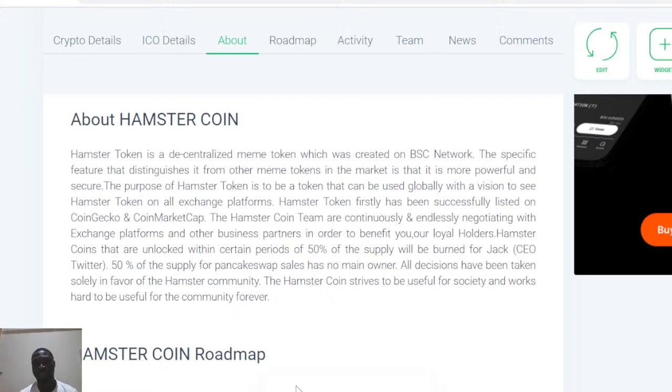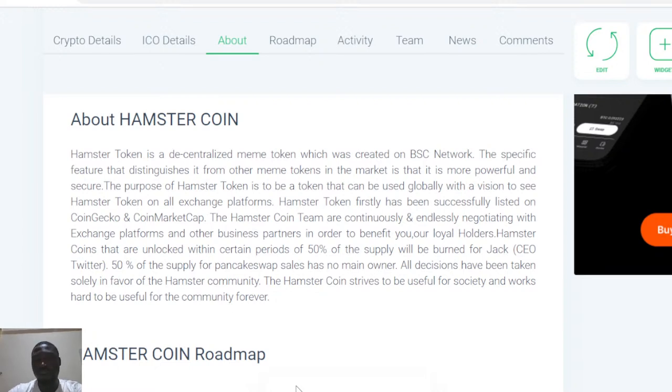And what does the blockchain provide? Security, transparency, credibility. That is what decentralization is, and that is what Bitcoin is about, and that is what this token is providing: full decentralization.